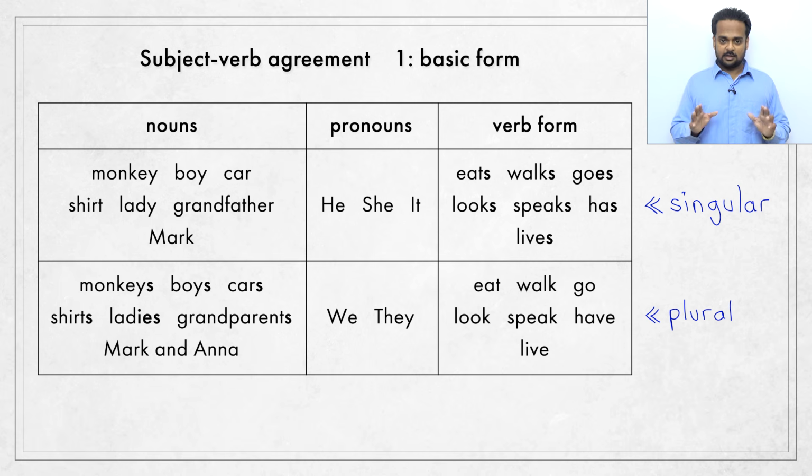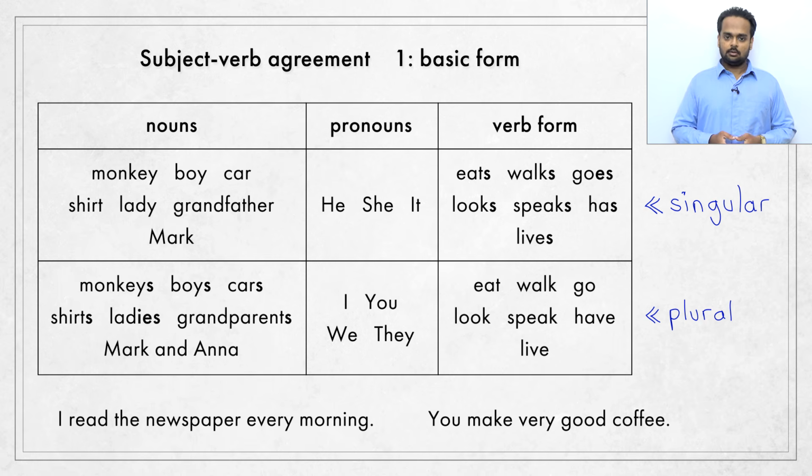However, the rule in English is that with both "I" and "you," we always use a plural verb. Don't ask me why. There's no real reason for this, it's just the rule. For example, "I read the newspaper every morning." "You make very good coffee." You might say that as a compliment if you go to somebody's house and you really like the coffee they give you. Notice that I did not say "I reads" or "you makes." With "I" and "you," we use plural verbs without S.